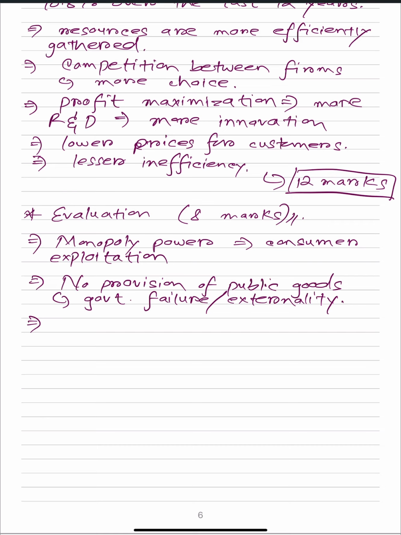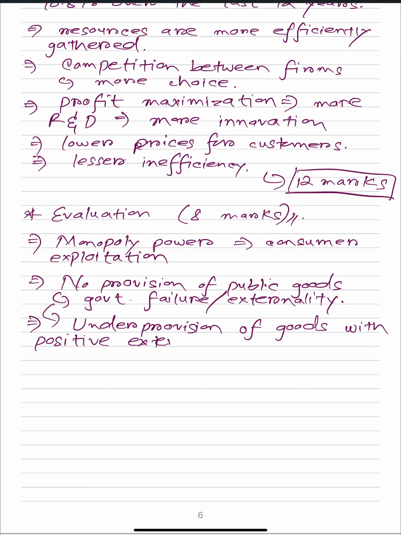And similarly, building on this point, we can talk about how there will be under provision of goods with positive externalities, such as education, healthcare. And there might be over provision of goods with negative externalities.